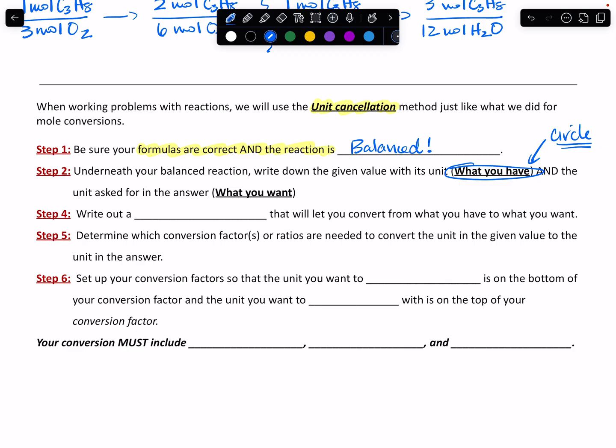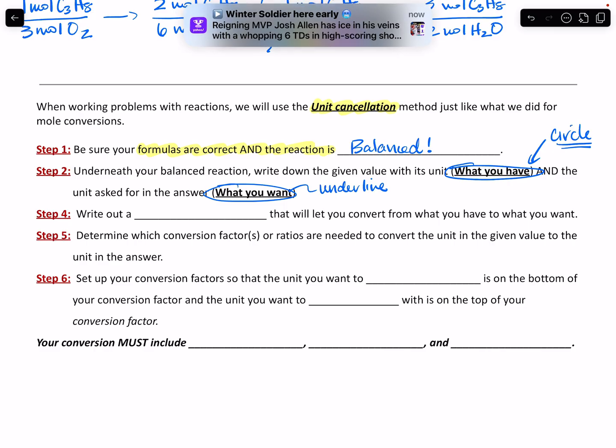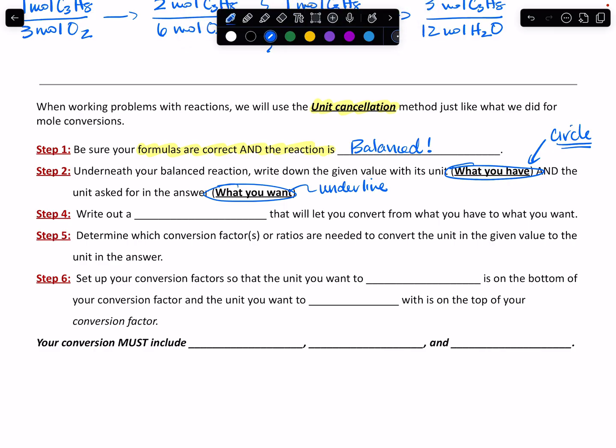All right. And then I'm also going to look for the unit that I've been asked for in the answer. So this is what you want. And I tend to underline this part of the problem. So I know that the circle is always what I'm starting with and the underline is what I'm trying to find. It just helps me keep organized within my reaction.